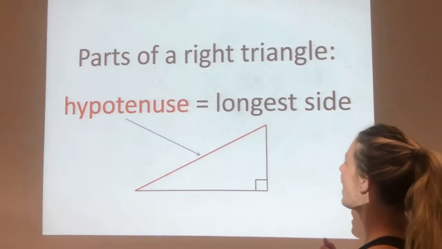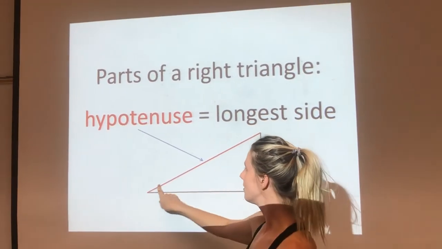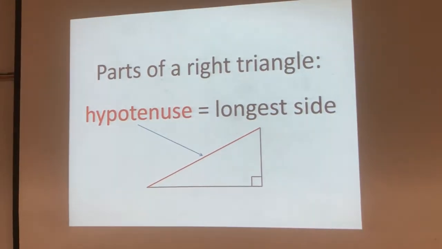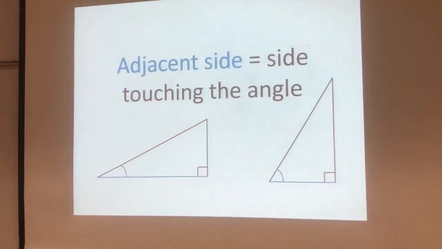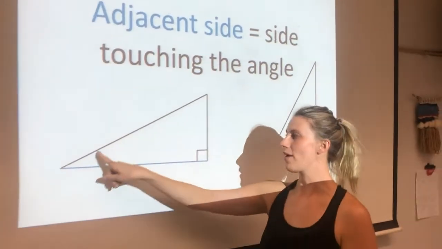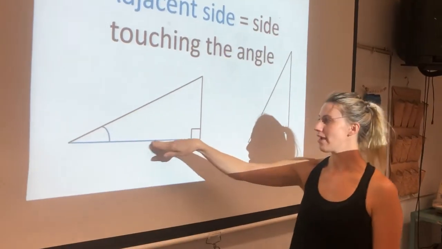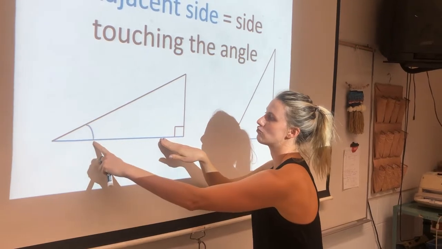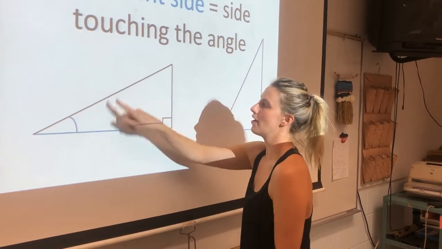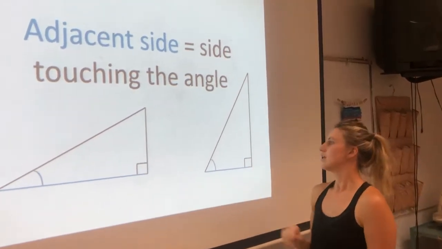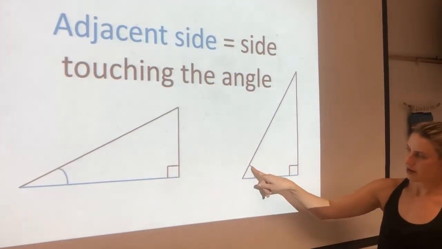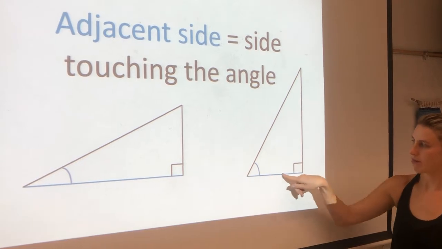The parts of a triangle, the longest side over here is our hypotenuse. Everybody knows that. Our adjacent side is the side touching the angle that we want to find. So this is the angle we want to find, and it's right next to it, touching it. This is the long side. This is my adjacent side. Hypotenuse, adjacent. If I was to flip this triangle, now I'm trying to find this angle. This becomes my adjacent.